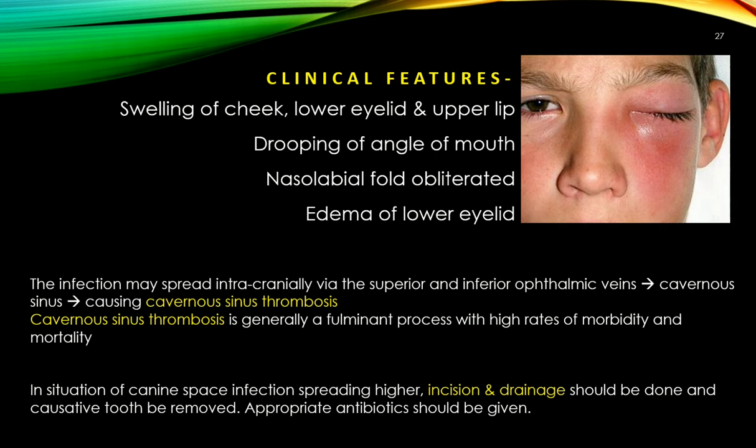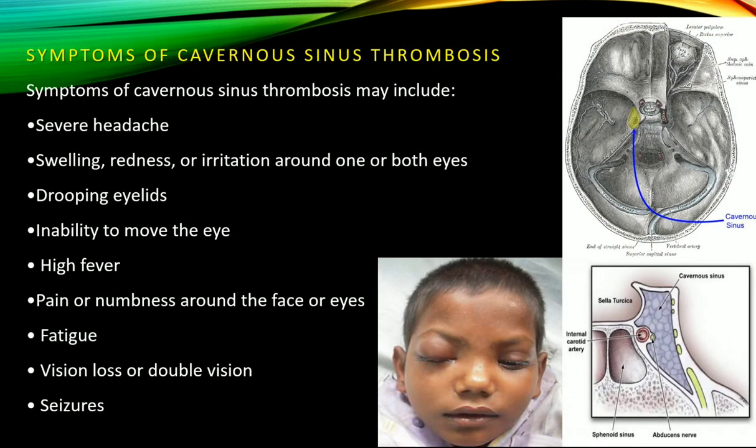area. So the clinical features are the swelling of the cheek, lower eyelid, and the upper eyelid, drooping of angle of the mouth, nasolabial fold will be obliterated, and this can go into the cavernous sinus, causing cavernous sinus thrombosis, which is life-threatening. This may need urgent incision and drainage and antibiotic coverage appropriately.